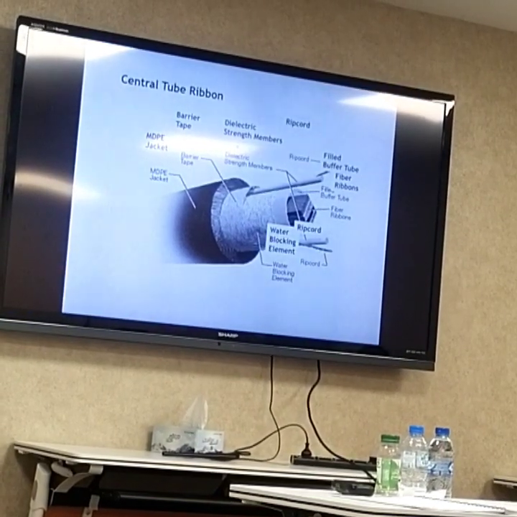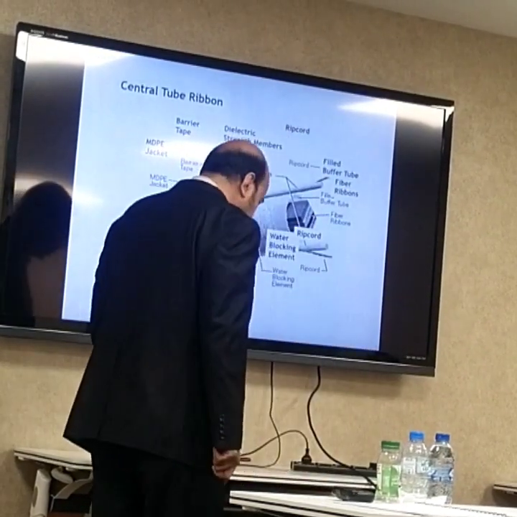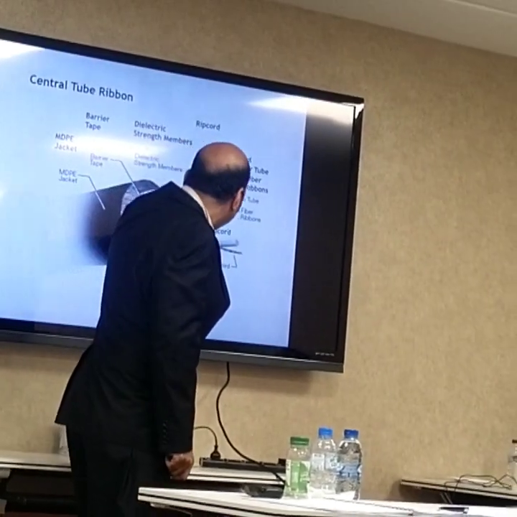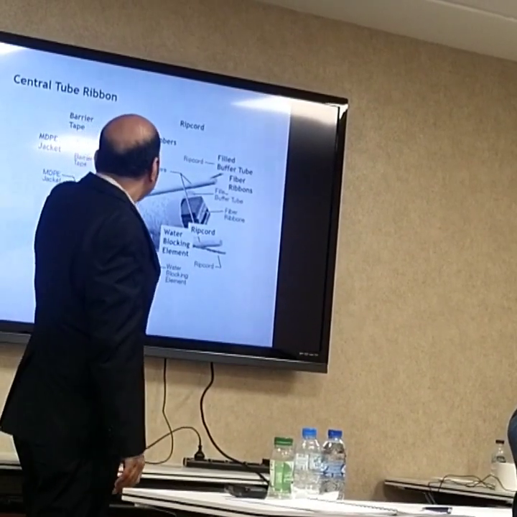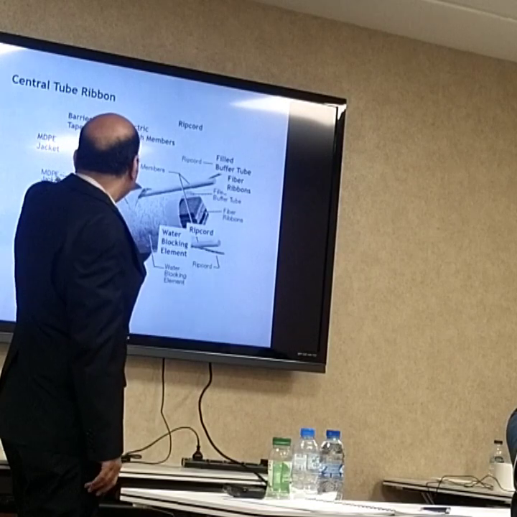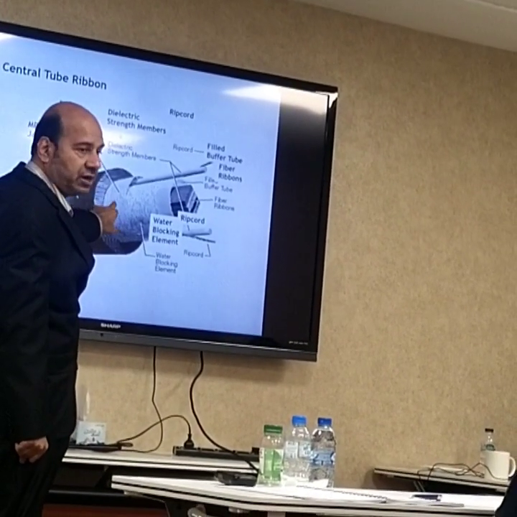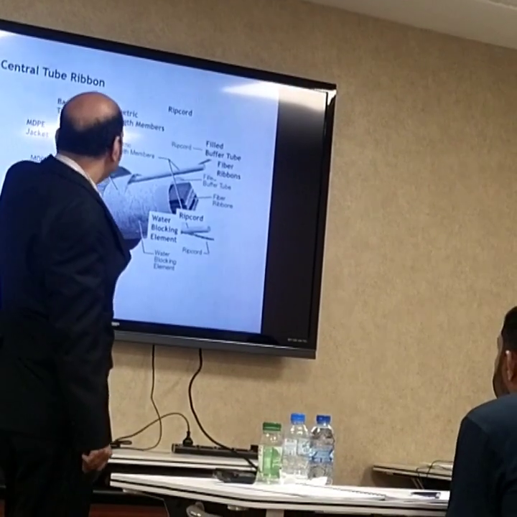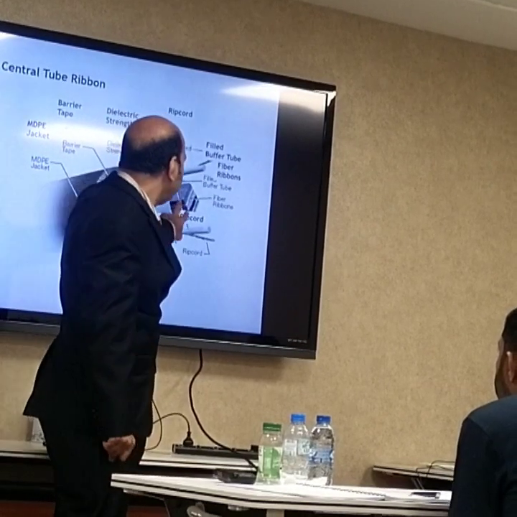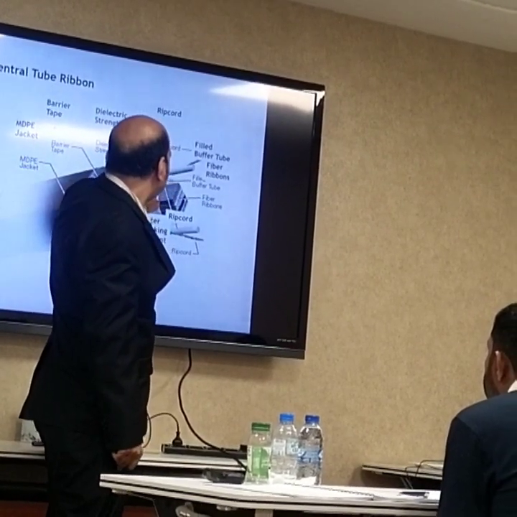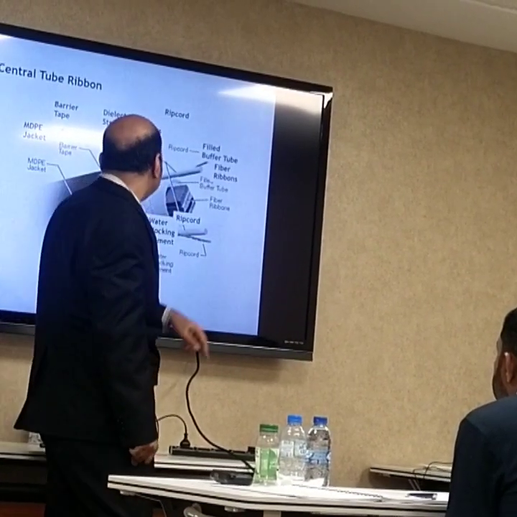This is a construction of ribbon. See, here we have more than one ribbon. 1, 2, 3, 4, 5. 5 together, right? This is again the outer jacket, medium density polyethylene. This is a water blocking barrier for moisture. This is a ripcord again. This is the fiber ribbon. And this is a buffer tube.